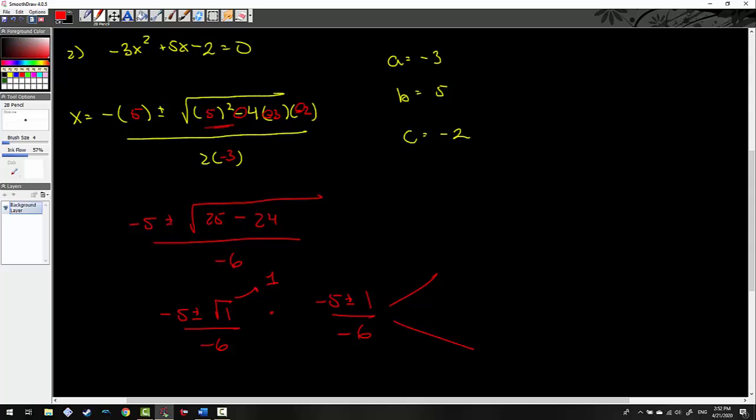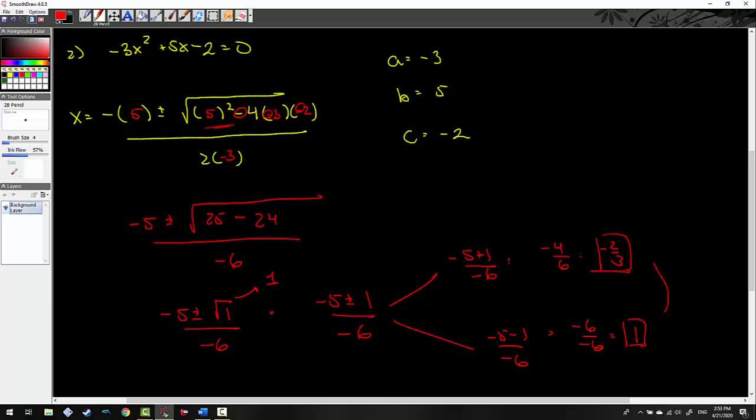And then I will go and split it up. So negative 5 plus 1 over negative 6, and negative 5 minus 1 over negative 6. Well, this is going to be negative 4 over 6, which is going to be negative 2/3. This is going to be negative 6 over negative 6, which is going to be 1.